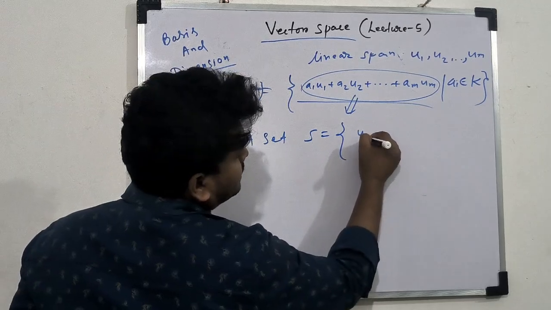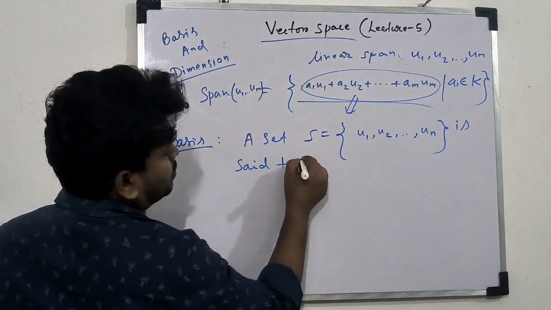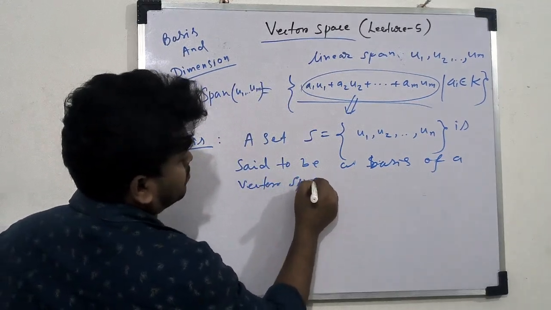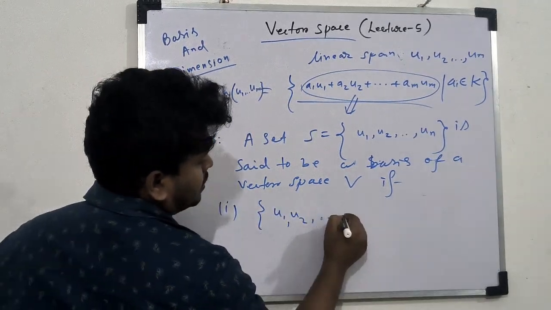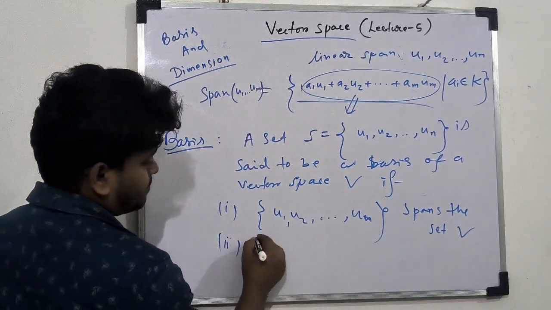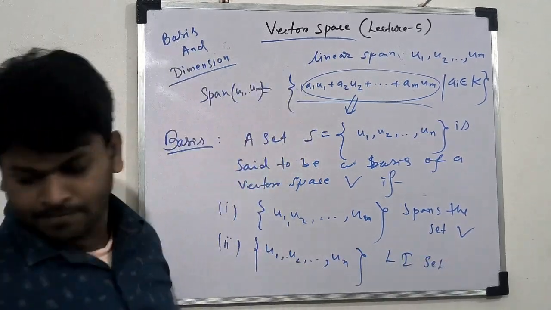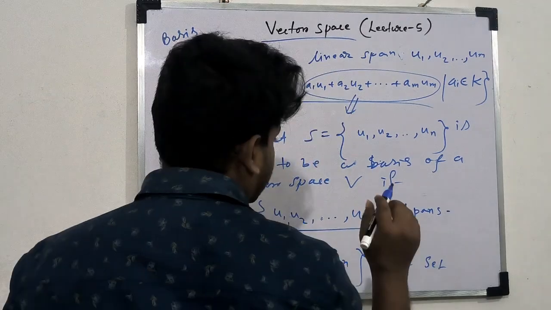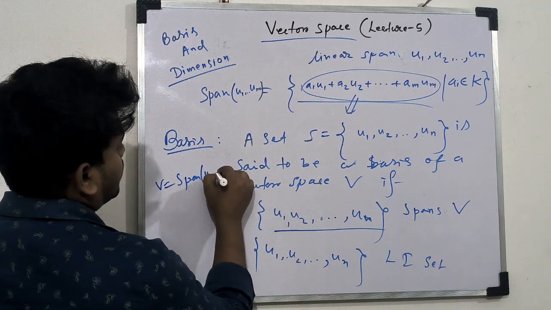So the definition of basis: a set S containing elements u1, u2, ..., un is said to be a basis of a vector space V if these two properties hold. One, u1, ..., un spans the set V, and two, this set u1, u2, ..., un is a linearly independent set. So this set spans the vector space V, that is V equals the span of these vectors u1, ..., un.